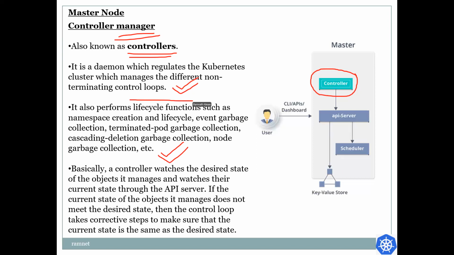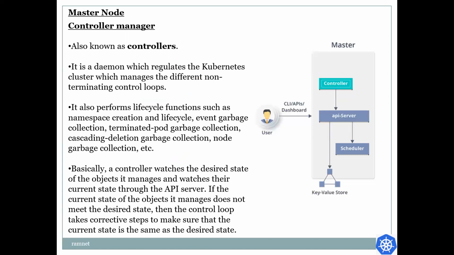Basically, a controller watches the desired state of an object. It manages and watches their current state through the API server. If the current state of the objects it manages does not meet the desired state, then the control loop takes corrective steps to make sure that the current state is the same as the desired state. What is it doing? It runs like a daemon. A daemon is nothing but a service, like HTTPD or FTPD, and this is the controller running the non-terminating control loops.